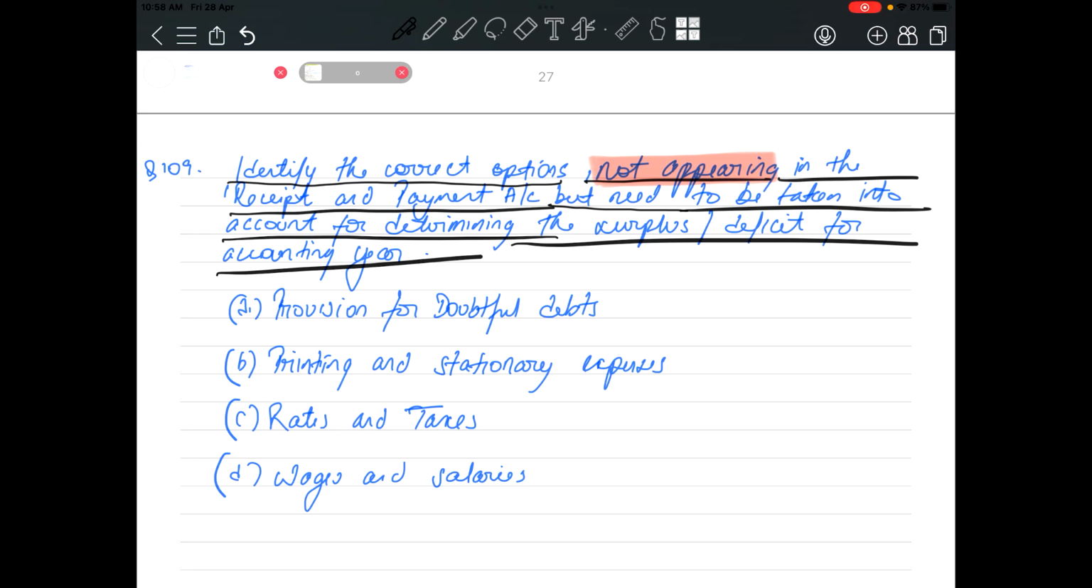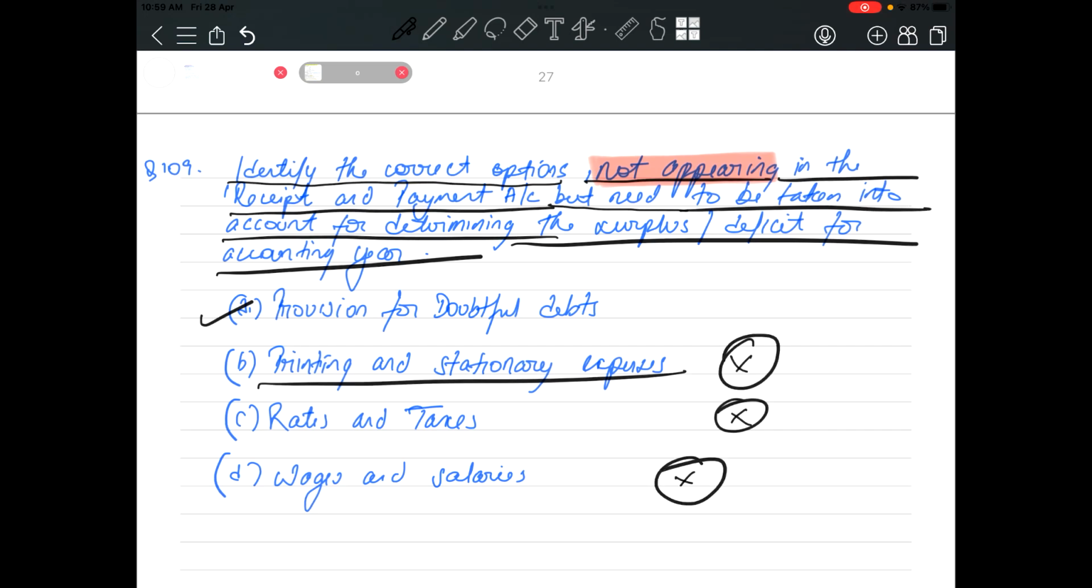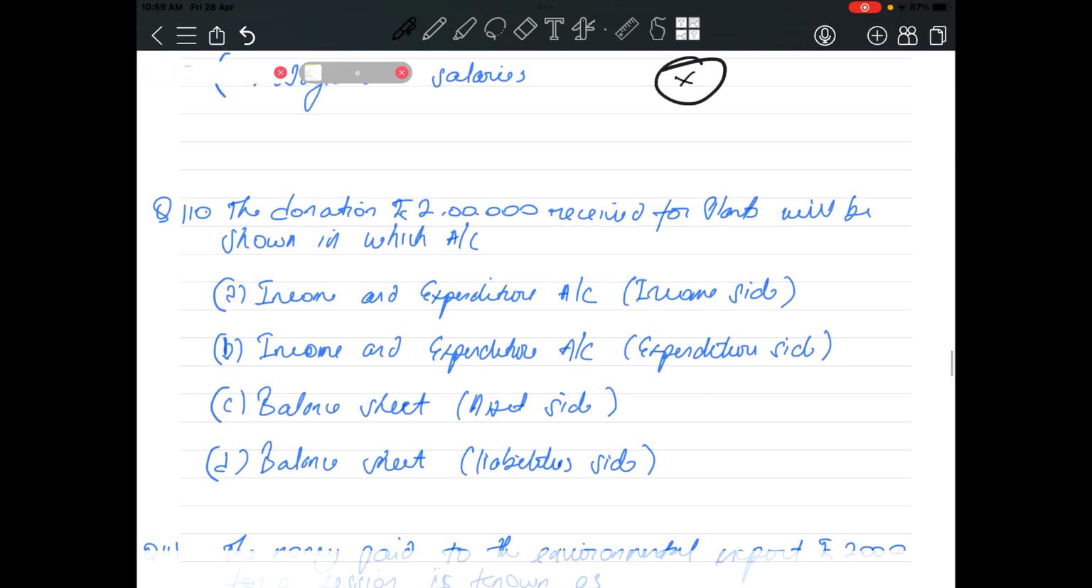Will it be provision for doubtful debts? Yes, this is a non-cash transaction. So this can be the answer. Now let's read printing and stationery expenses. This is an amount we used to pay in actual cash, right? So this will not be the right answer. Rates and taxes will also be cash going out. Wages and salaries also we used to pay in cash. Now what will be the right answer for question number 109? Provision for doubtful debts will not appear in the receipt and payment account, but we'll have to take this type of expenses, losses, to find out the surplus or deficit. I hope this is clear.